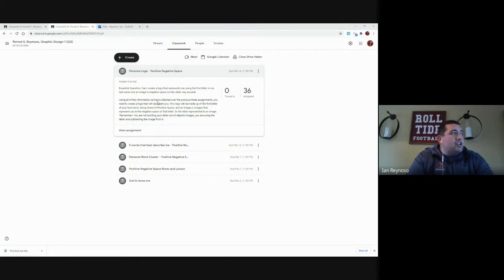Using all the information that we have collected over the previous 3 assignments, you will need to create a logo that will represent you. The logo we make is made up of the first letter of your last name shown in positive space, and an image or images that represent you in negative space of the letter, or the letter represented in the image, flip it around. Remember, a little tip, you are not building your letter out of objects or images. You are using the letter and subtracting the image from it in negative space.